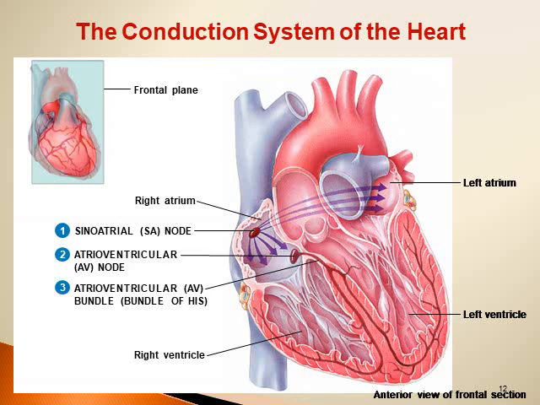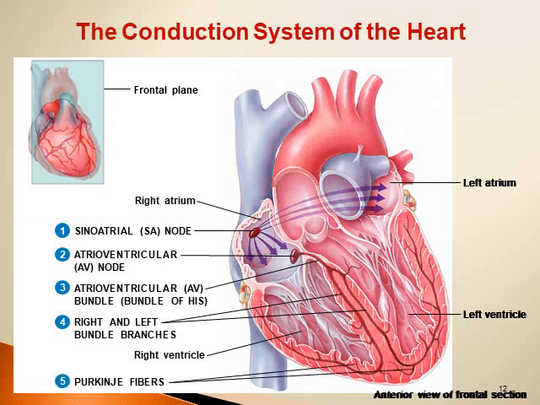Then the atrioventricular bundle, or the AV bundle, or bundle of His, will give right and left bundle branches. They will run down the interventricular septum to the apex of the heart, and then they will give the bundle branches that will supply the left ventricular wall and the right ventricular wall.